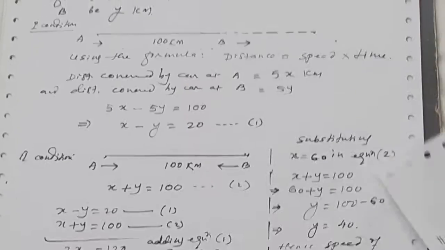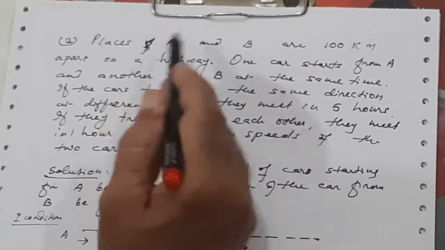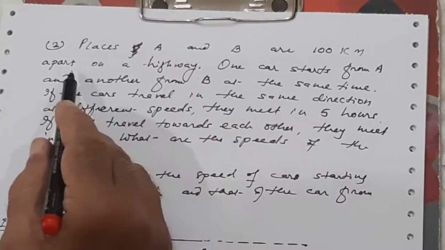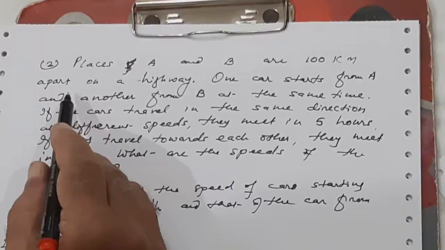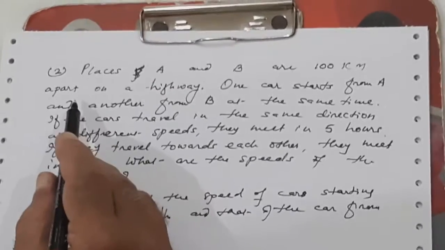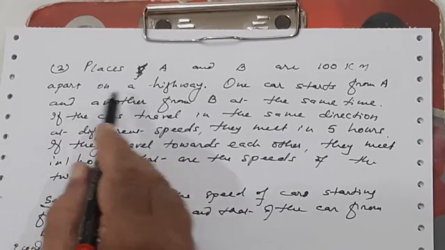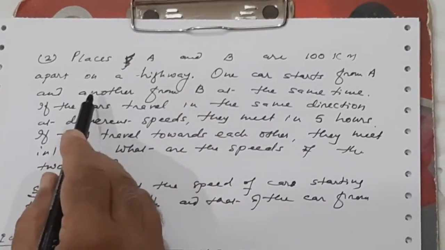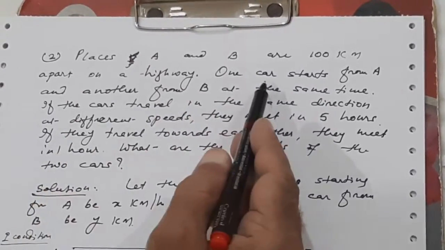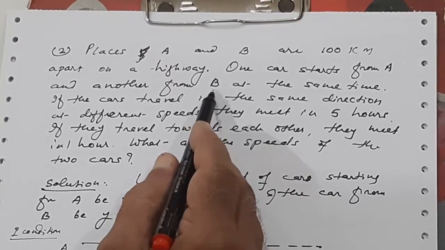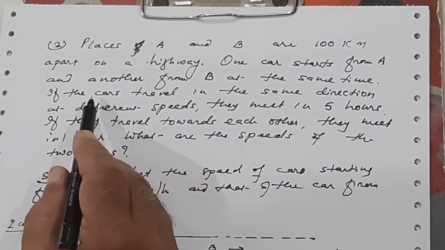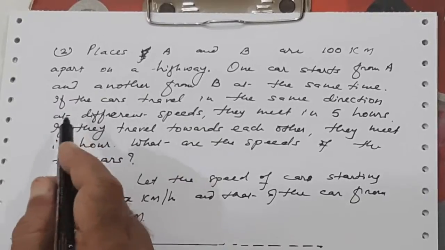Okay. Now problem number 2. Places A and B are 100 km apart. 2 cities are there, 2 places are there. The distance between them is 100. The places are named A and B on a highway. One car starts from A, another starts from B at the same time. Okay, at the same time the 2 cars are starting.